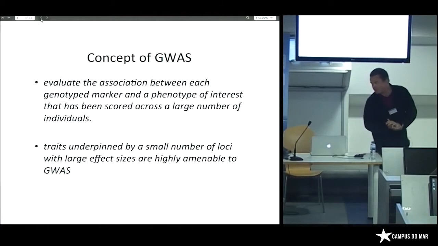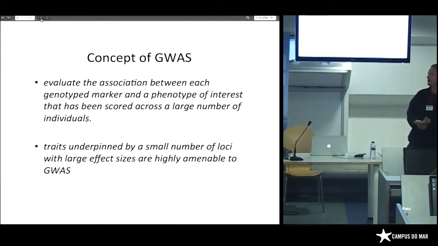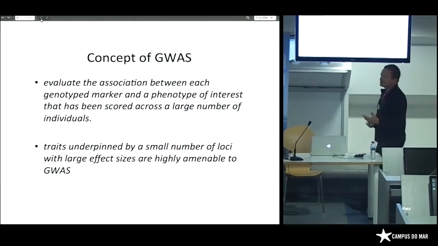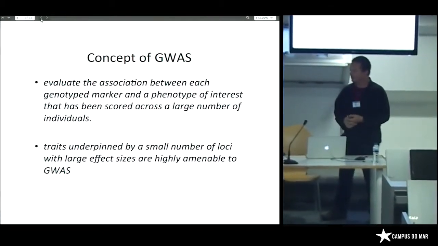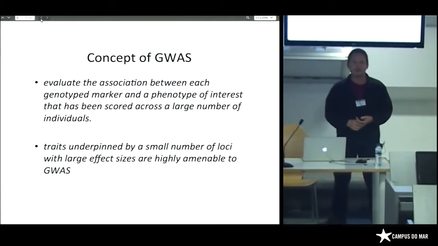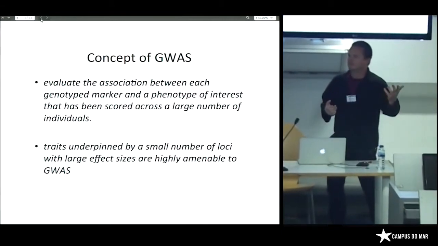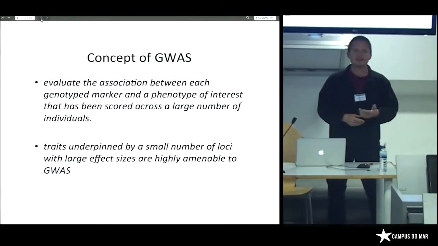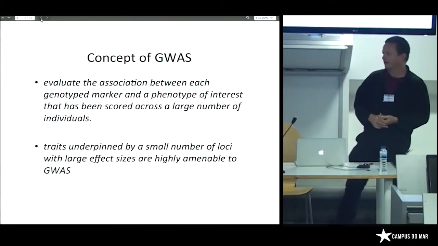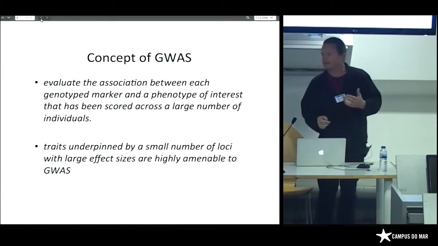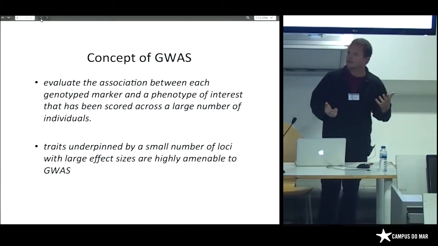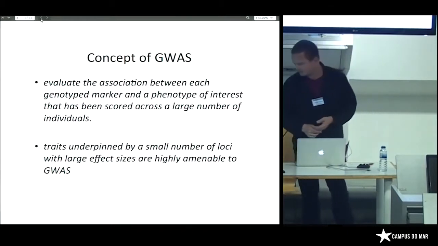So the whole concept of a GWAS is to evaluate the association between any genotype marker and a phenotype of interest, whether it be a long neck in a giraffe, or stripes on a zebra, or body size or anything in Mytilus, or whatever phenotype you like. You score that across a large number of individuals, and we try and figure out what genetic associations are there.